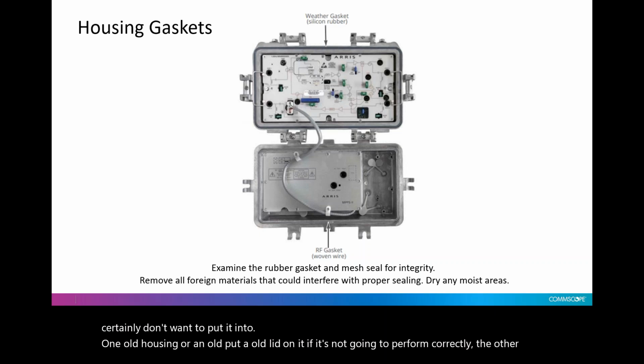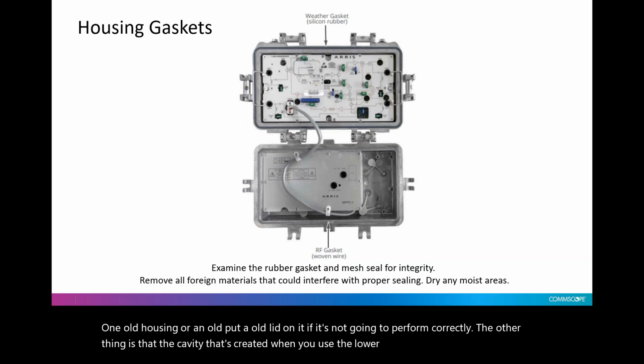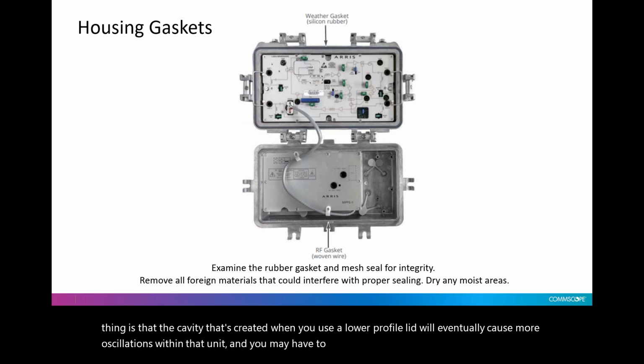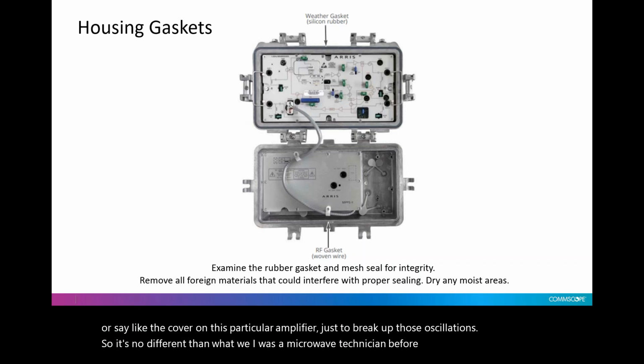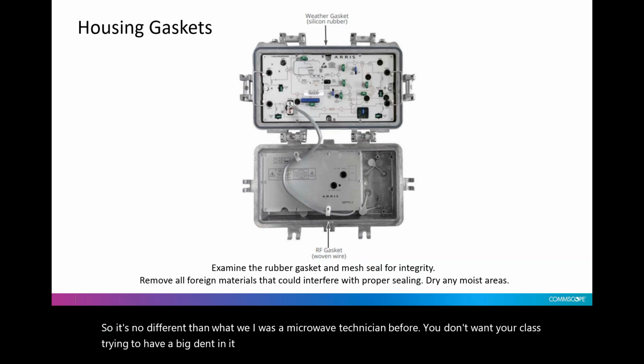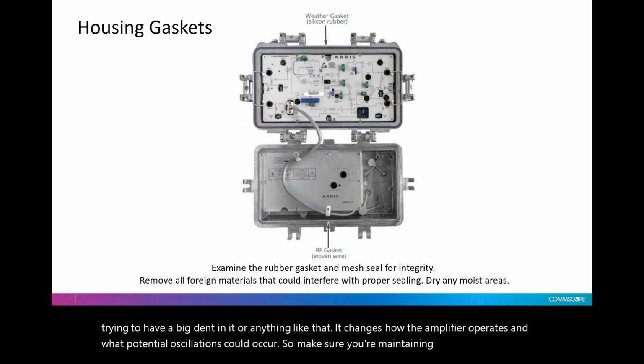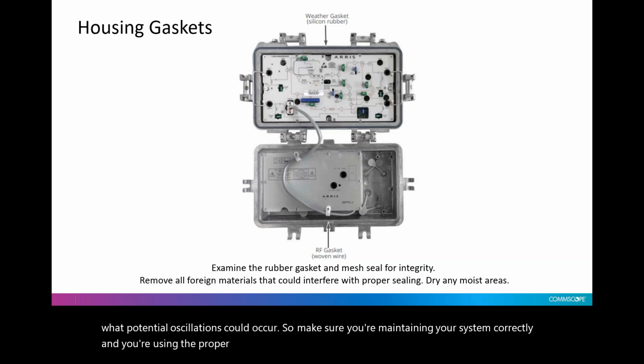The other thing is that the cavity that's created when you use a lower profile lid will eventually cause more oscillations within that unit. And you may have to do some special thing to those lids, or say like the cover on this particular amplifier, just to break up those oscillations. It's no different than, I was a microwave technician before. You don't want your klystron to have a big dent in it or anything like that. It changes how the amplifier operates and what potential oscillations could occur. So make sure you're maintaining your system correctly and you're using the proper housing, lids, and amplifier for that particular location.